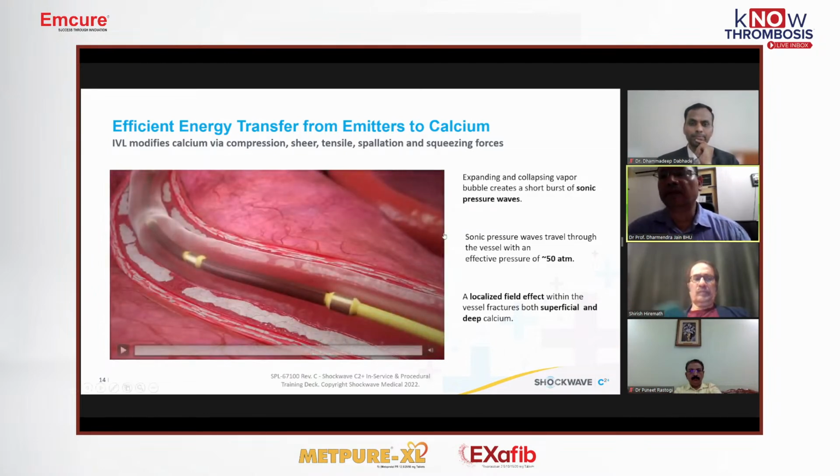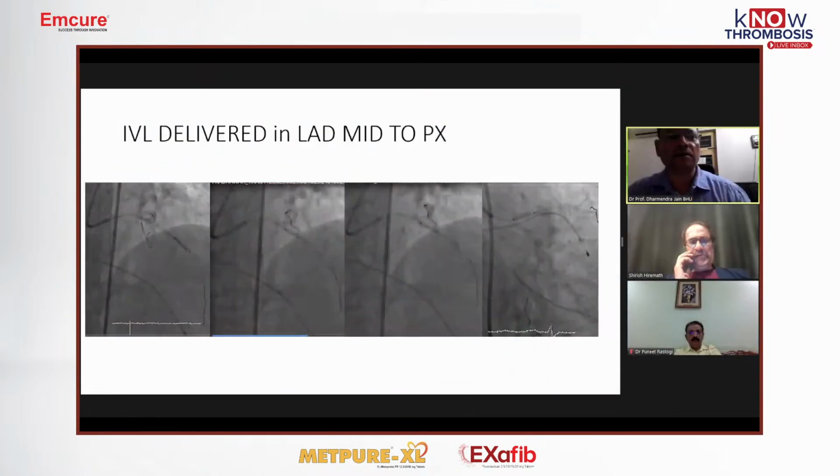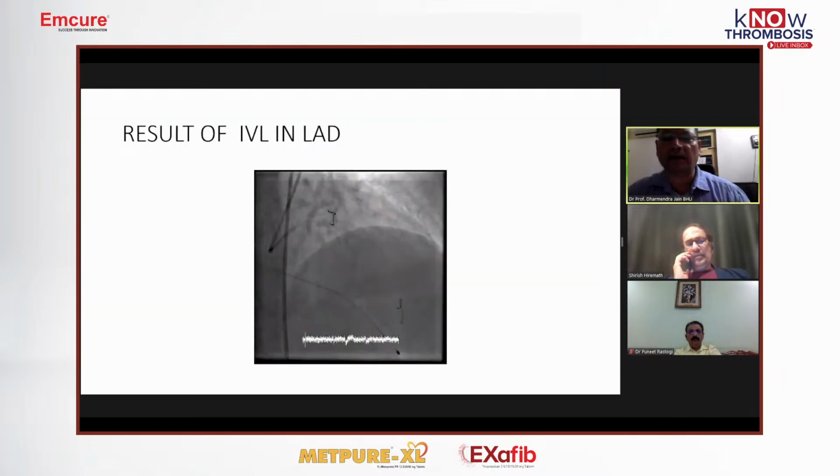So it's an expanding and collapsing vapor bubble, which creates a short burst of sonic pressure waves. And these pressure waves travel through the vessel with an effective pressure of around 50 atmospheres. There is a localized field effect within the vessel, which fractures both the superficial and deep calcium. So IVL was delivered in the LAD, mid to proximal, in various pulses, 20 or 10, depending on the calcium load.